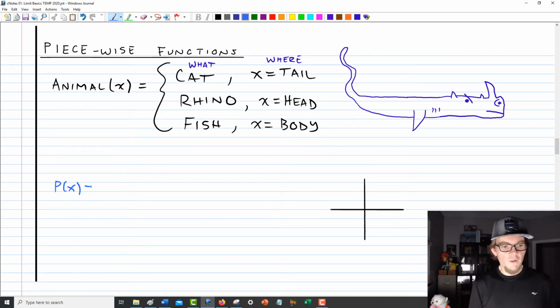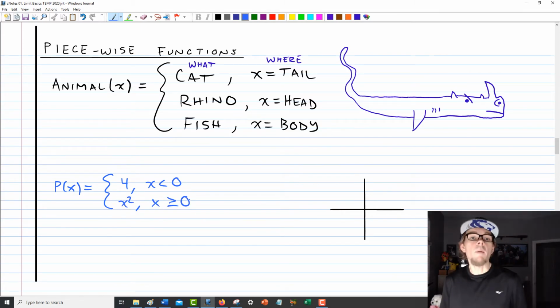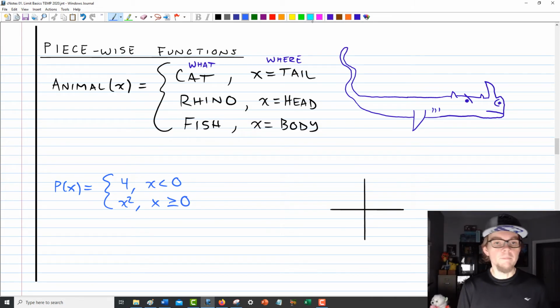So we might have a piecewise function that looks something like p of x equal to 4 when x is less than 0, and x squared when x is greater than or equal to 0. So that would be a representative piecewise function that we might look at. Now when we go to actually graph this function, we're going to look at where the boundaries are. And when I say boundary, I mean the place where the two different behaviors start and stop. So I'd call this value x equals 0 the boundary. It's between the two different behaviors that are out there.